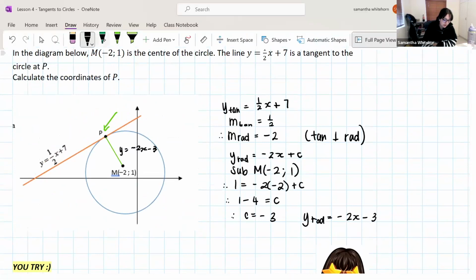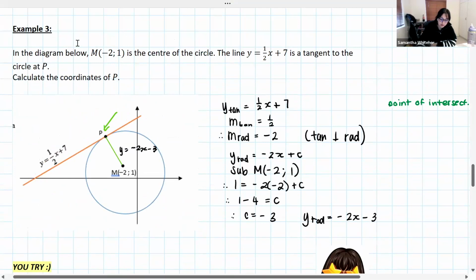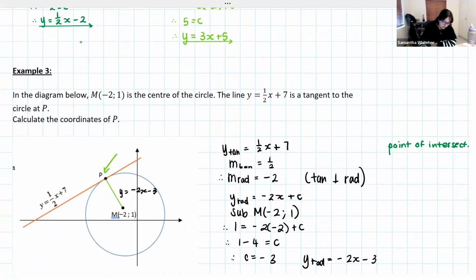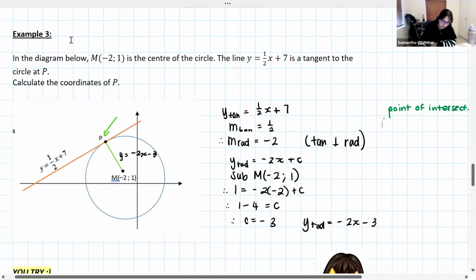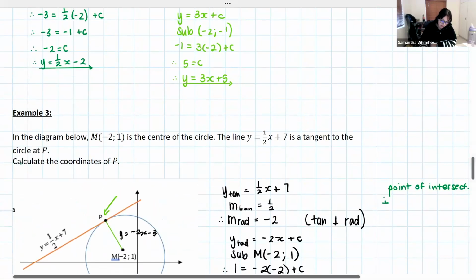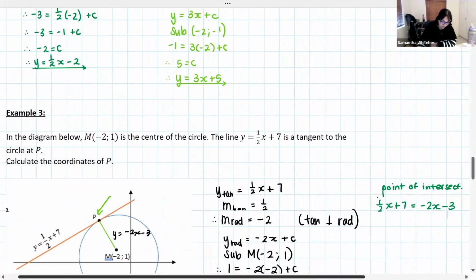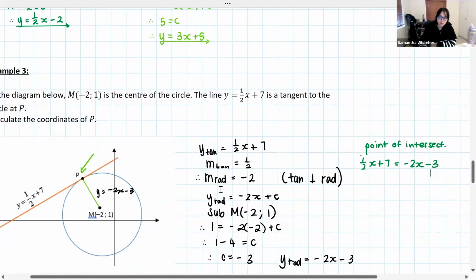You know the tangent equation is y equals a half x plus 7. And so to get your point of intersection, I'm not going to write the whole thing, you now just make them equal to each other. So a half x plus 7 is equal to -2x minus 3. It's a point of intersection. You equate your 2 equations and you go and solve for x and y.